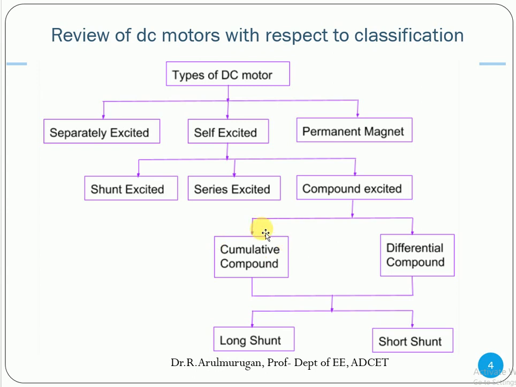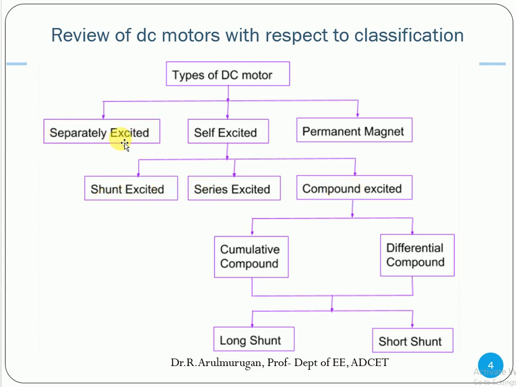Each long shunt is also cumulative or differential. What is cumulative? The two fluxes add, that's why it is cumulative. What is differential? The shunt and series fluxes oppose, so it is a difference. So that is the general classification. Generally, DC motor means three types of motor: shunt motor, series motor, and compound motor.